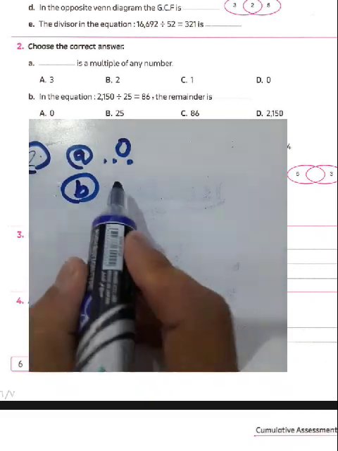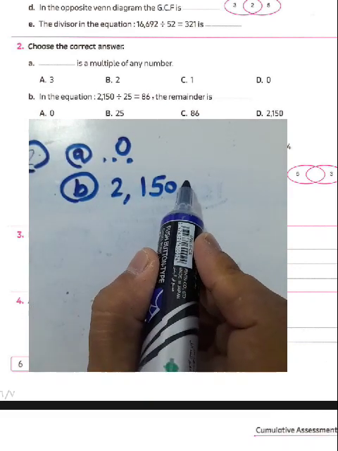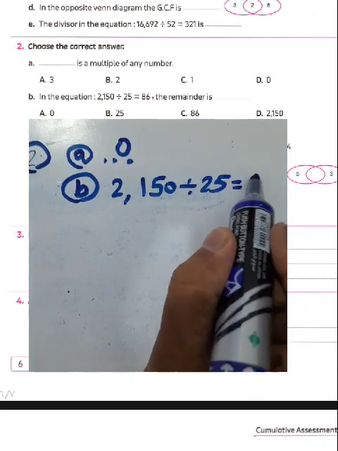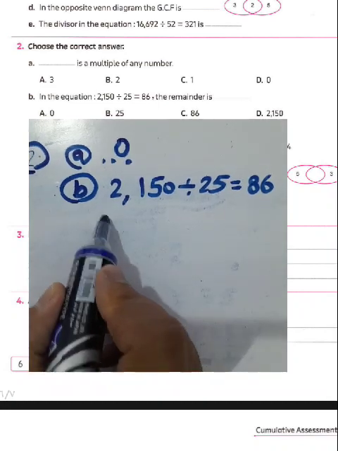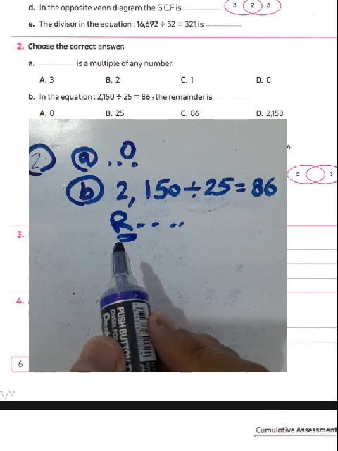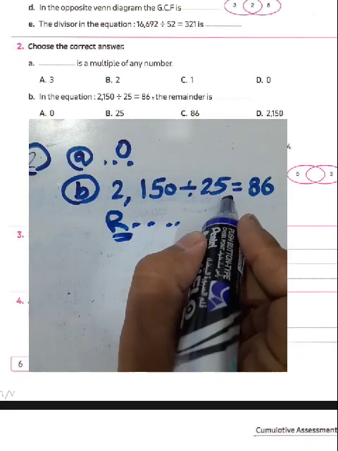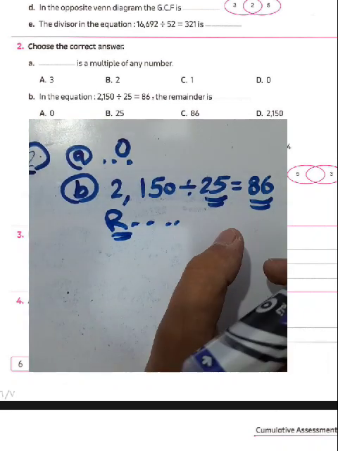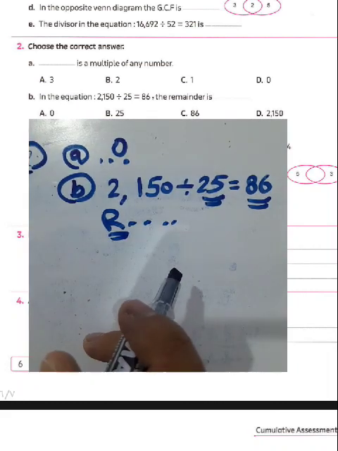In the equation 2150 divided by 25 equals 86, you want to find the remainder for letter B. You can find the remainder by multiplying 25 by 86 and subtracting the result from the dividend to find the remainder.